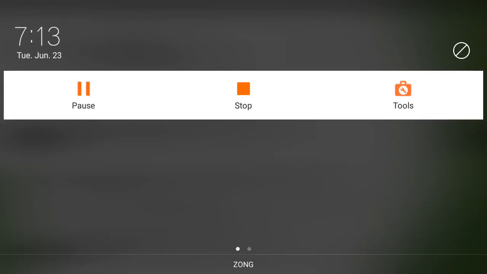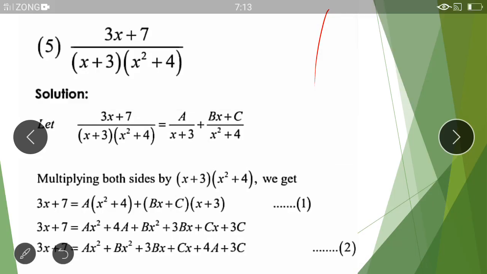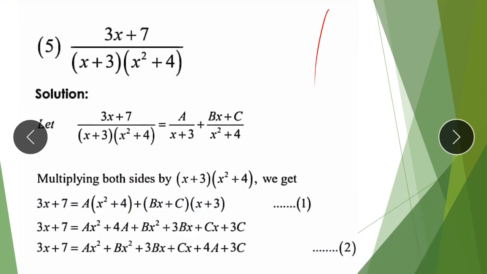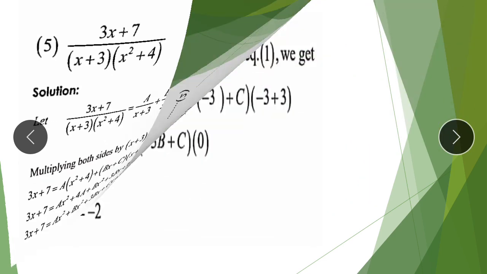Now we have question number 5 here. It will be done in the very same way. Since it is quadratic in the denominator, you have in the numerator, suppose, linear factors bx plus c, multiplying both sides by the LCM. Here we will get the same, the same procedure is done. This is being expanded here. Okay, let's go ahead now.